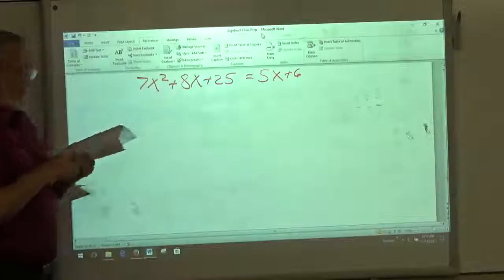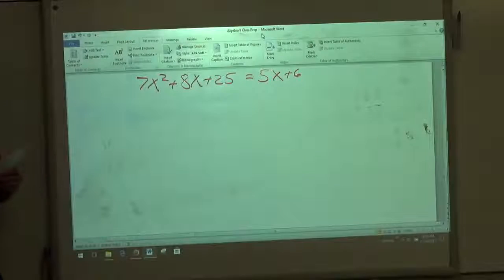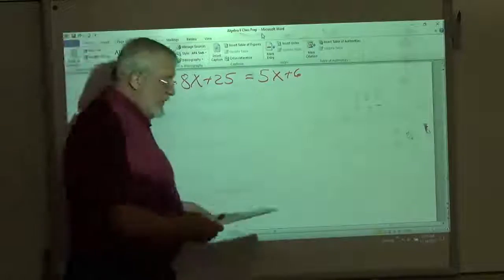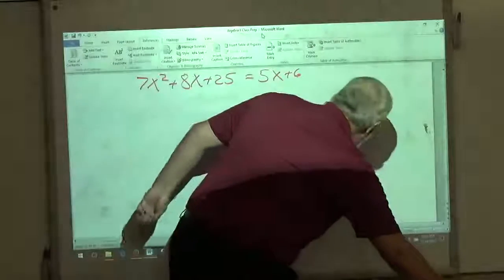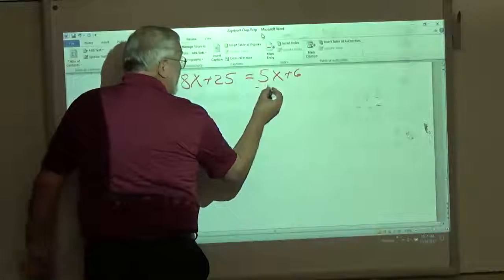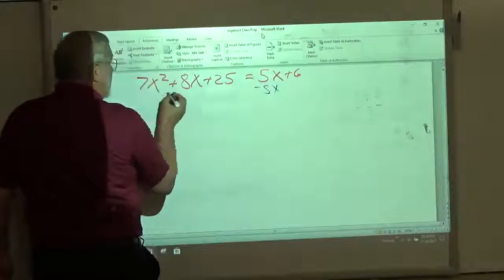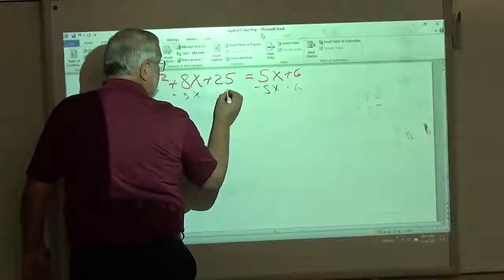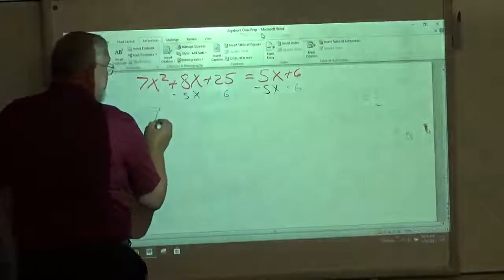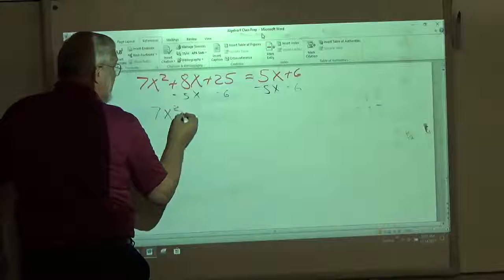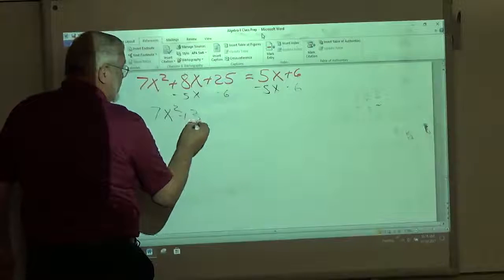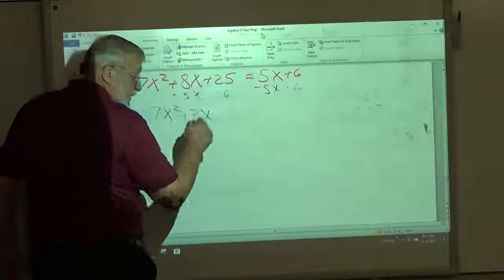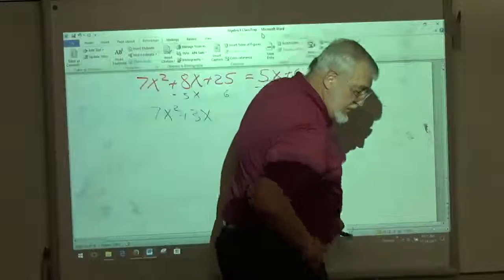Okay, what's the first step you have to do on this problem to solve it? You subtract 5x from both sides and then subtract 6 from both sides. Okay, so negative 5x, and then minus 6. Minus 6 gives me 7x squared plus 3x plus 19.